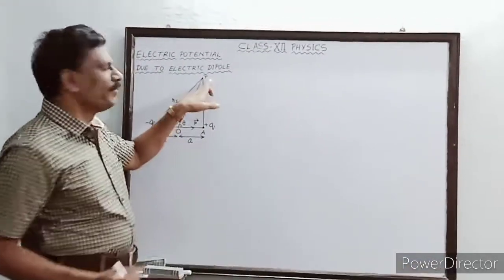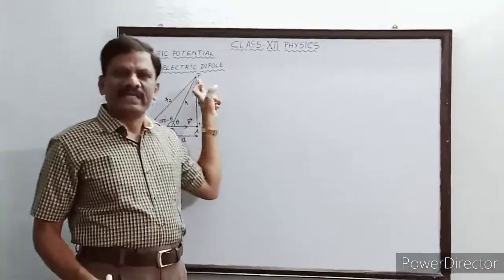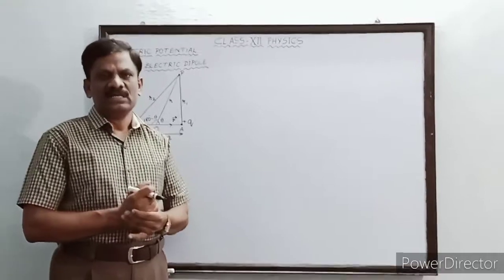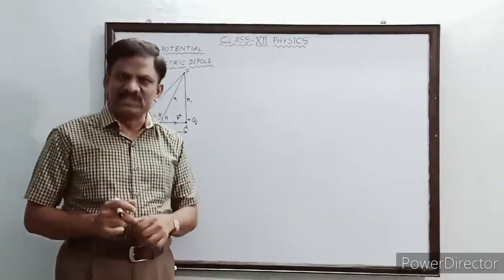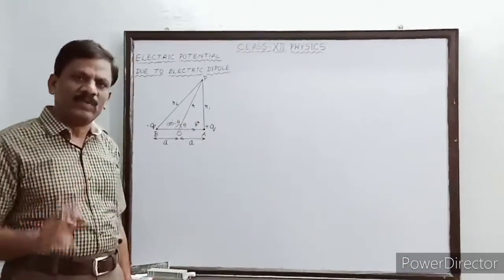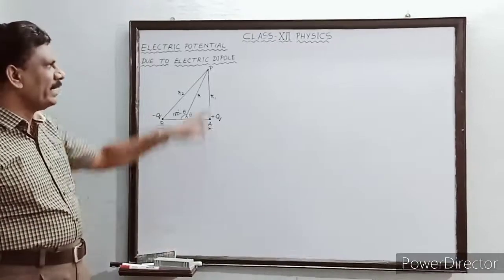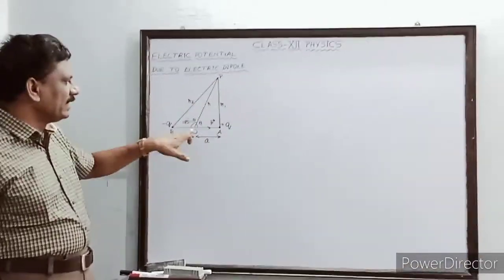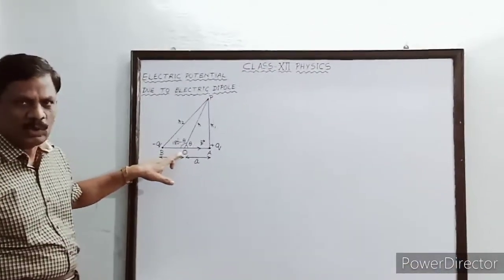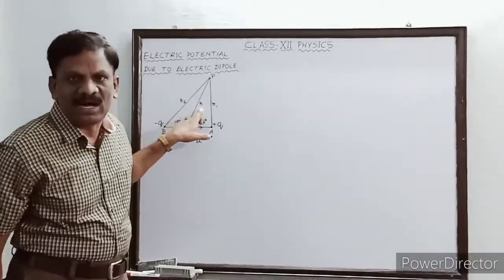So I have chosen a point P at which we are supposed to derive an expression for the potential. So what is the electric potential at the point P due to the electric dipole we want to derive? So for that I have joined the point P with the center of the dipole, that is O, such that the distance OP is equal to R.